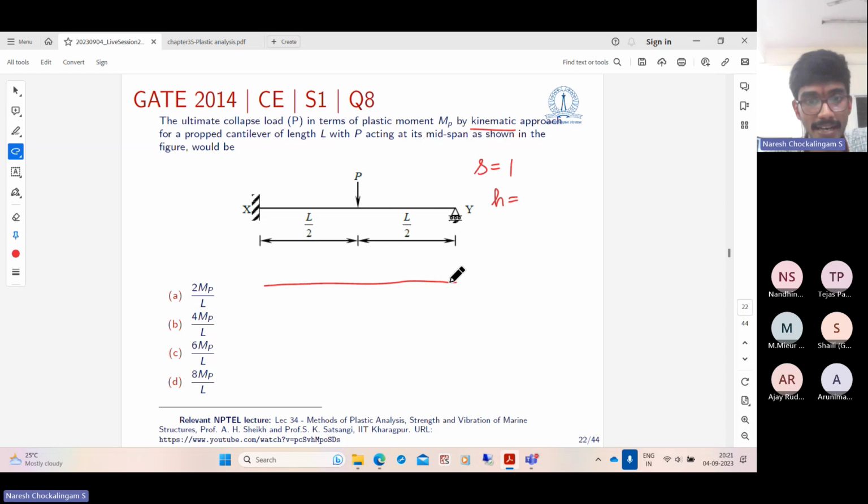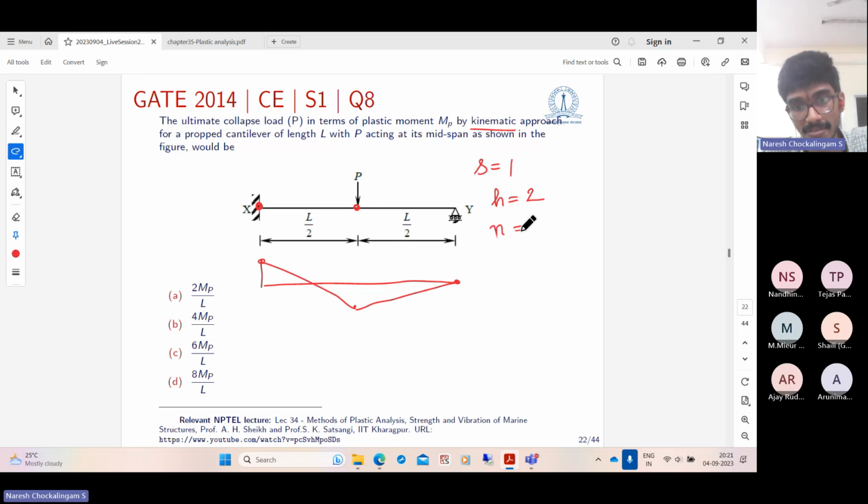What is the qualitative bending moment diagram here? At the point Y, the bending moment has to be 0 because it is a hinge. At this point, it will reach some maximum. And at the support, it will have some value. We don't need to know whether it is more at the support or at the applied load. So we know that a plastic hinge can happen here or here. So the number of possible plastic hinges is 2.